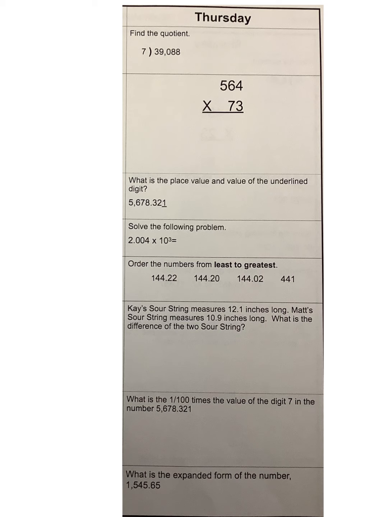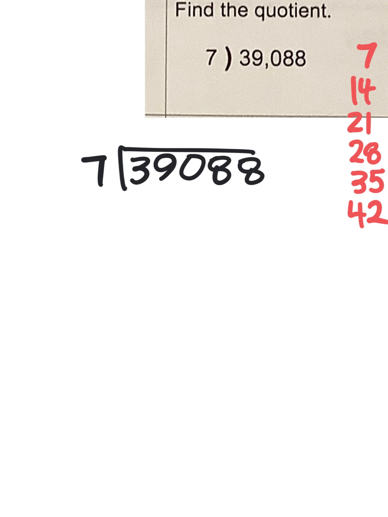All right, fifth graders, let's take a look at our Thursday warm up. We're going to find the quotient of 39,088 divided by 7. I've already had some help listing those multiples here.